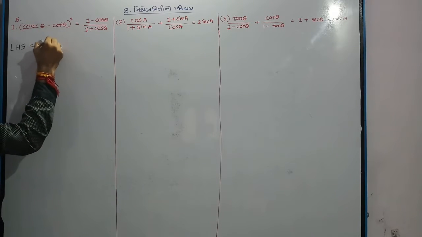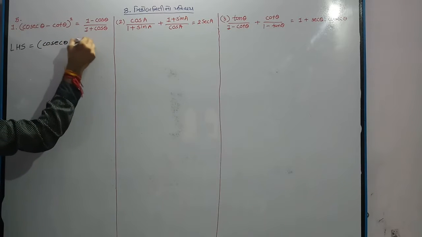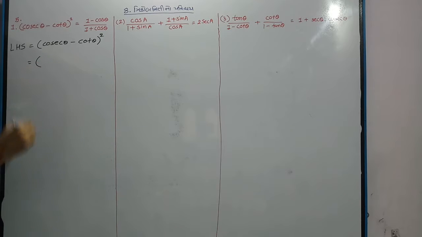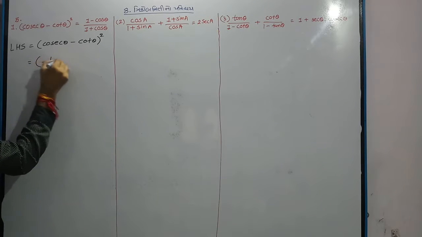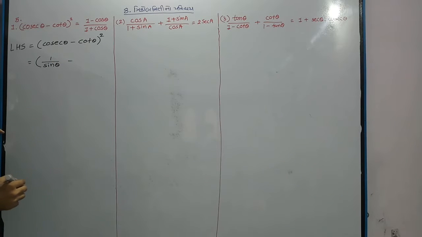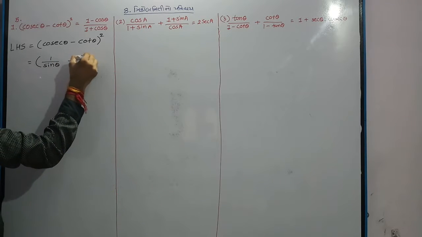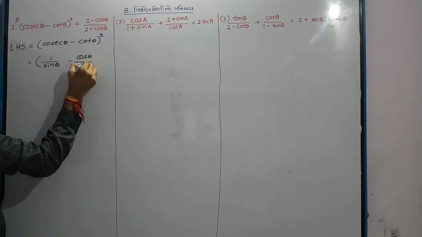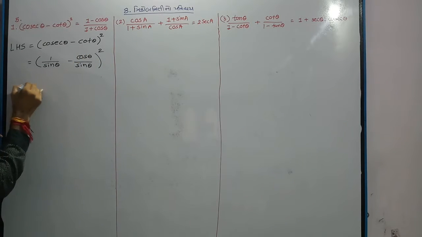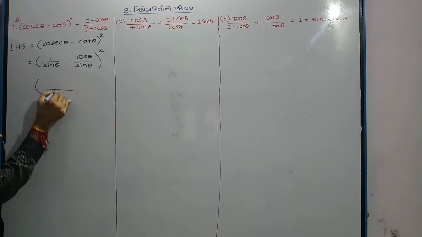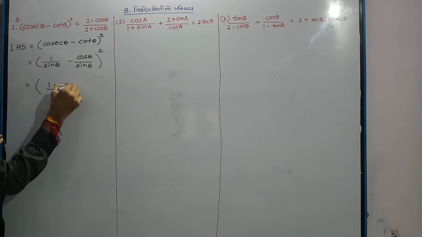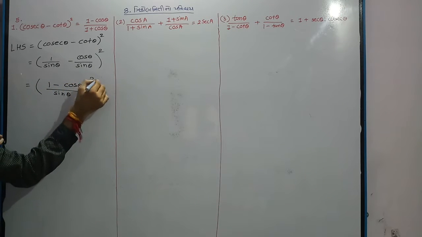So (cosec θ minus cot θ) whole squared. The formula for cosec θ is 1 upon sin θ, minus cot θ is cos by sin, whole squared. Here we see that the denominators are equal, so the denominator is sin θ and the numerator is (1 minus cos θ) whole squared.